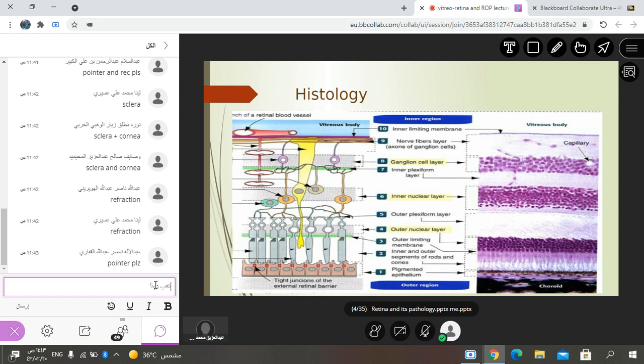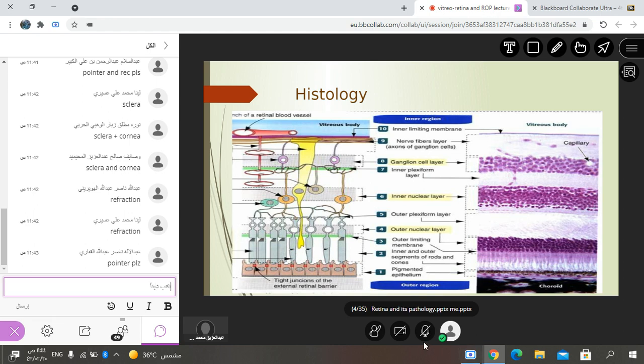The outer nuclear layer is the main cell layer that senses the light, either in dark light or in bright light. The outer nuclear layer is formed by the rods and the cones, and then after the outer limiting membrane, the inner and outer segments of the rods and the cones. This is very important as a clinical application, followed by the last layer, which is the pigmented epithelium layer.